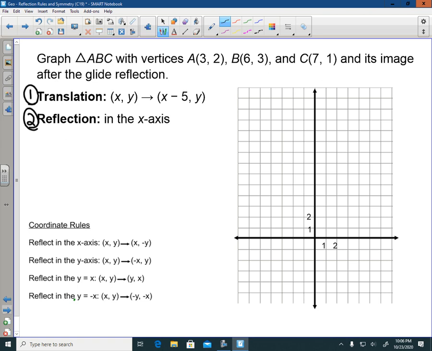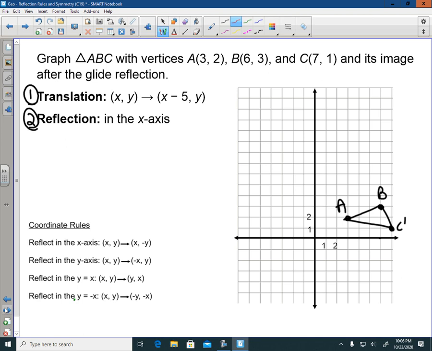So we have triangle ABC with vertices A, B, and C, and then we're going to glide reflect it. And so A starts at (3, 2), right here, A. B starts at (6, 3). Let's see, 3, 4, 5, 6, 1, 2, 3, right here, B. And then C is at (7, 1). Ooh, that's getting close to the edge of the paper. 2, 3, 4, 5, 6, 7, 1, right here. Oh, I hope we have enough room. This will be fun. Okay, there is our pre-image before the glide reflection.